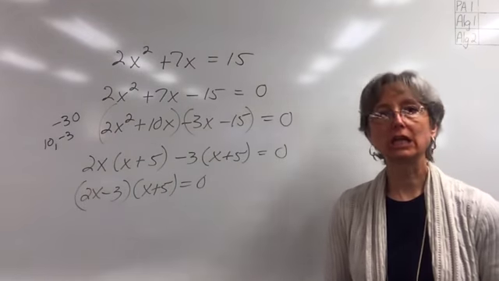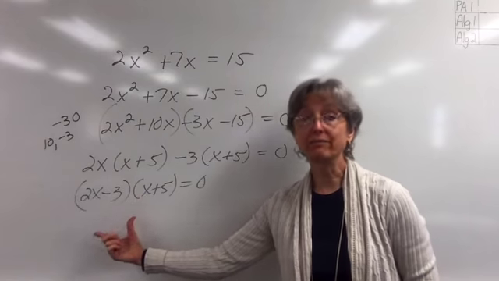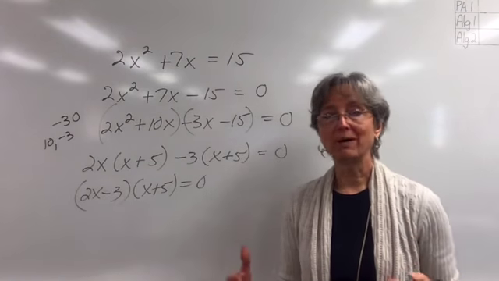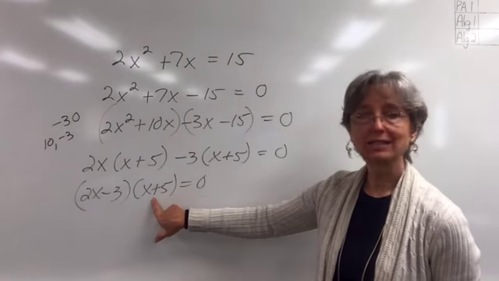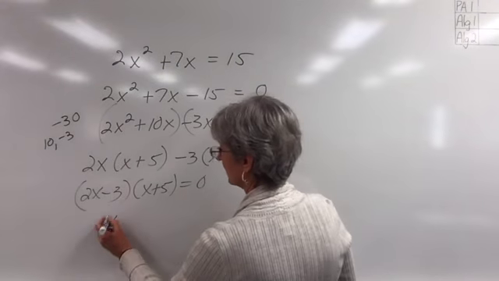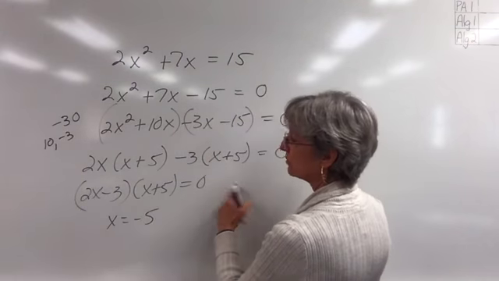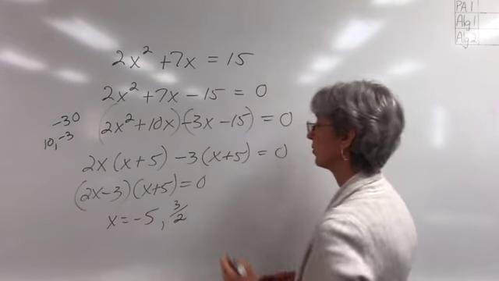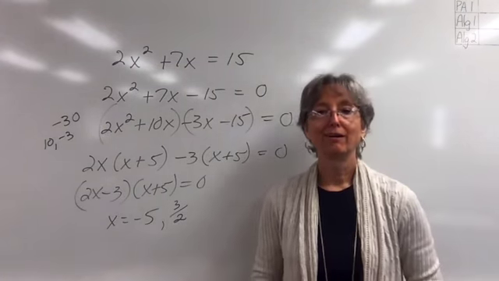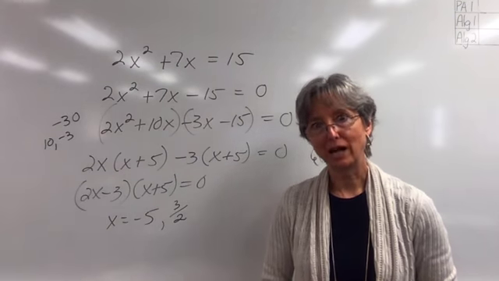See how fast you're going to get once you get used to doing this? Those are my factors. What are my solutions or zeros? And this one is -5, so x equals -5. And this one, when I bring that over across the equal sign, it becomes positive. This one's 3/2, or 1.5, or whatever. And there are my solutions without having to graph.